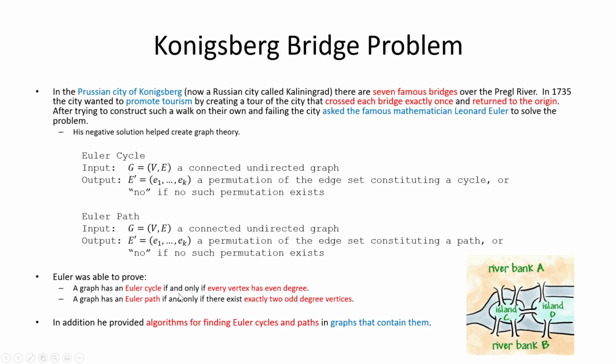And he even came back to say, well, if you want a path only, then you're only allowed 2 odd degree vertices, and you need to have exactly 2, and those are where you start and end. Again, not possible for Konigsberg. So unfortunately, Konigsberg, no good solution here, unless you change the graph.